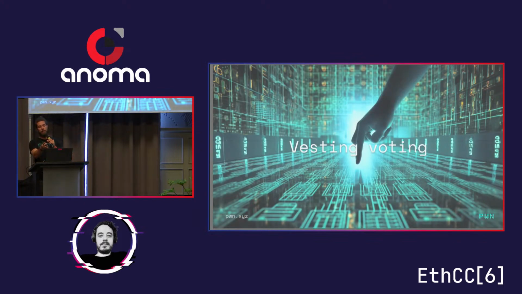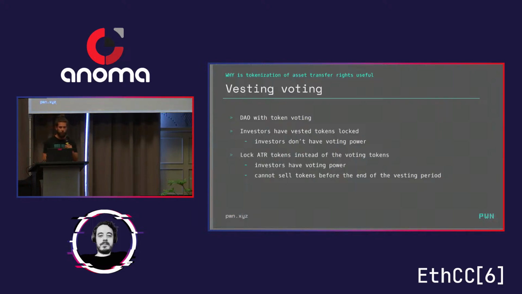I was thinking about some use case for fungible tokens. I thought about vesting voting, something which I called vesting voting. Imagine a DAO with good old token voting, all right? Investors have some vested tokens locked, but if the tokens are vested, they don't have a voting power, basically. If you tokenize the transfer rights and lock the transfer right into the vesting contract instead, the investors still can vote and get the utility of the fungible token, but they cannot sell it before the end of the vesting period. So that's one use case for the fungible tokens.